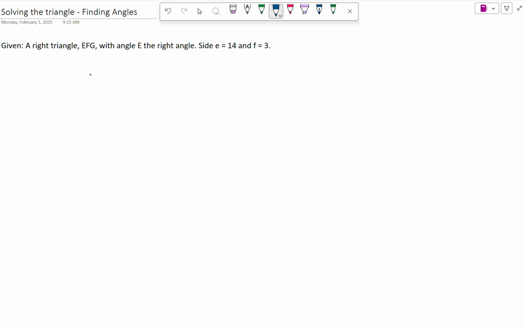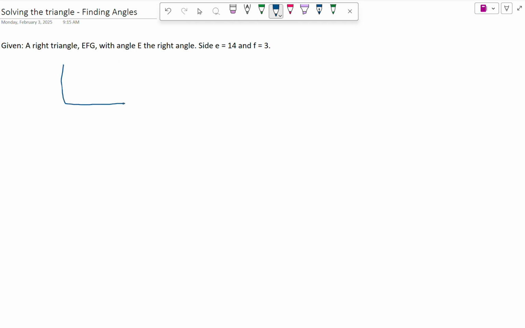Okay, in this video, we are going to look at solving a right triangle. And the main point of the video is how do we find the other angles of the triangle? So we're going to be using trig, but we'll use inverse trig. So we're starting with a right triangle, triangle EFG, and angle E being the right angle.